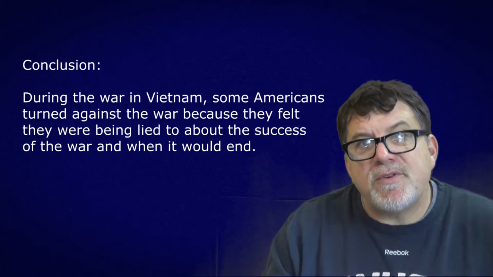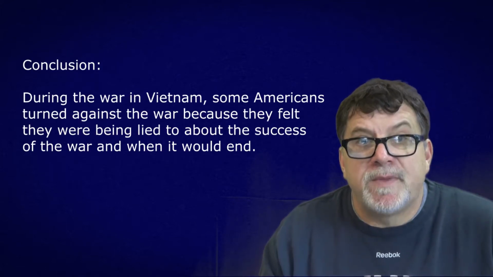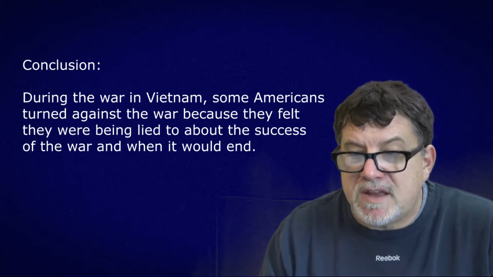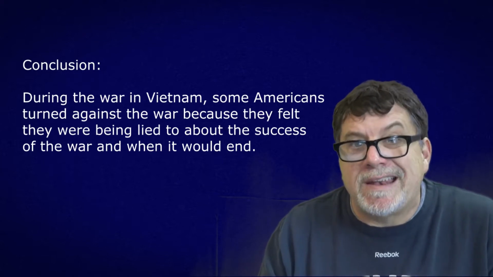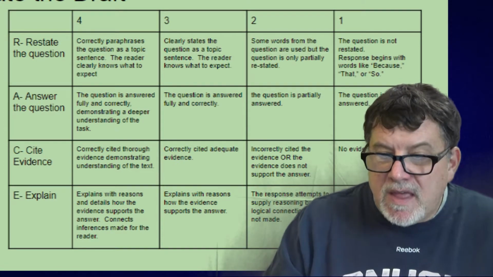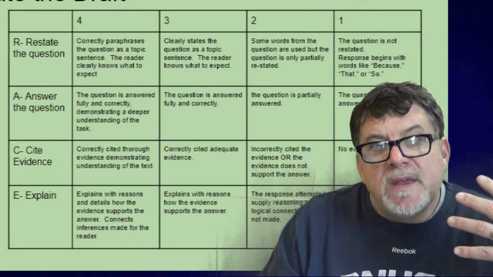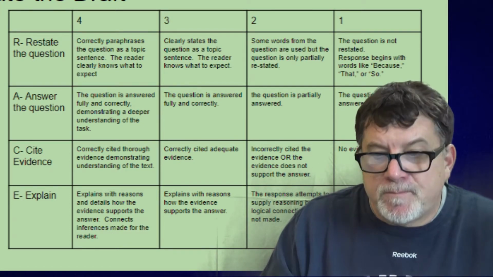Then you go back through this and you restate the answer to the question in your conclusion. I come up with, during the war in Vietnam, some Americans turned against the war because they felt they were being lied to about the success of the war and when it would end. So that's the idea of how we do a RACE paragraph, and it's about using that shaping sheet to create your chunks and create a good outline that you can share.